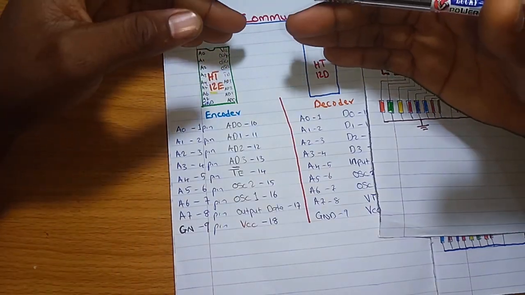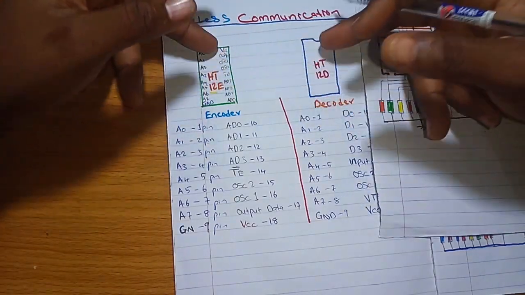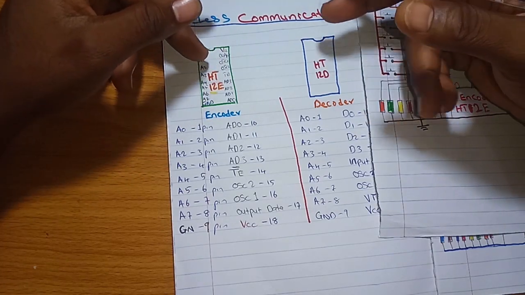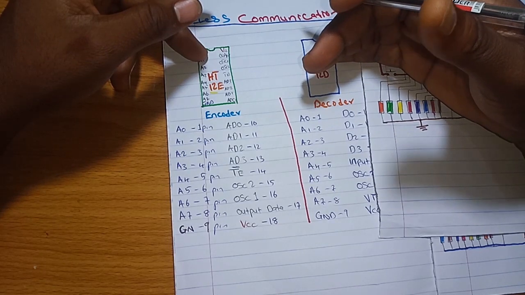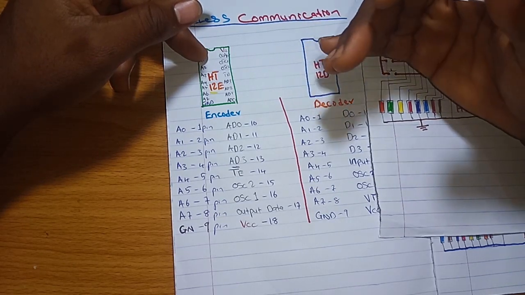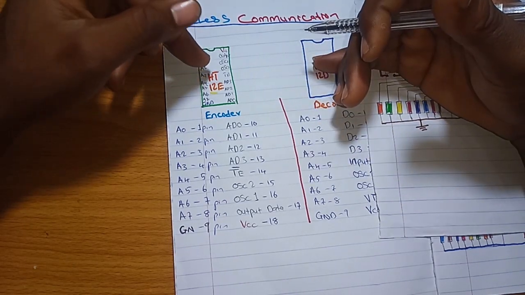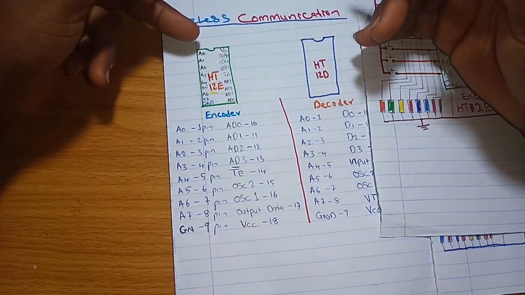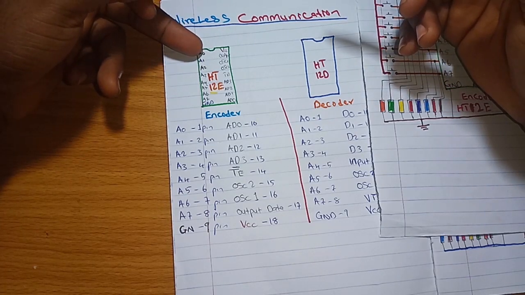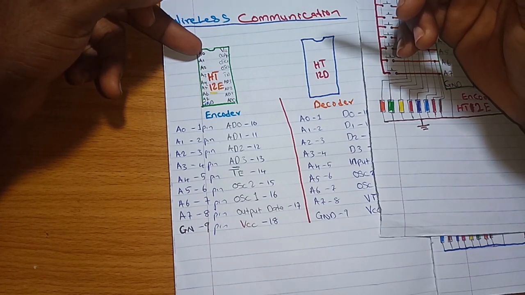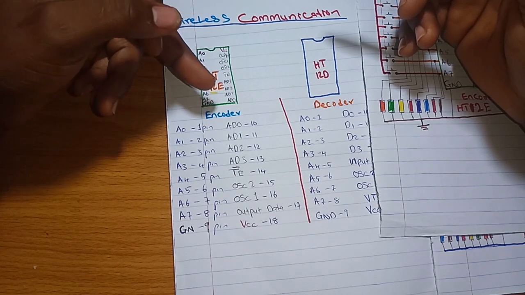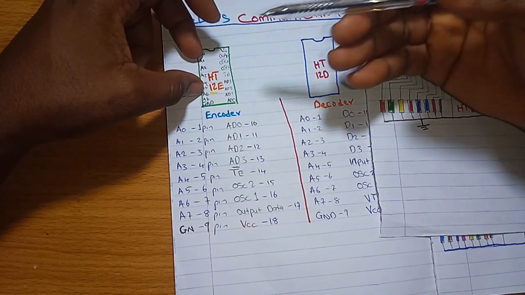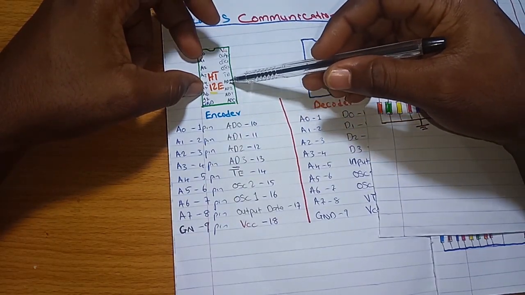So that is the simple thing about these two ICs, the encoder and the decoder. In order for this encoder to send this information and this decoder to be able to receive the same information being sent by this encoder, the two address lines must be the same. And this is the pin to set the address line from A0 to A7. This is the address line, while the data being sent is from AD0 to AD3.